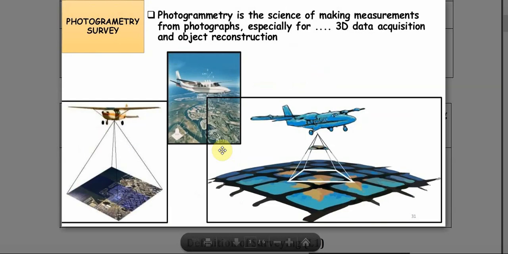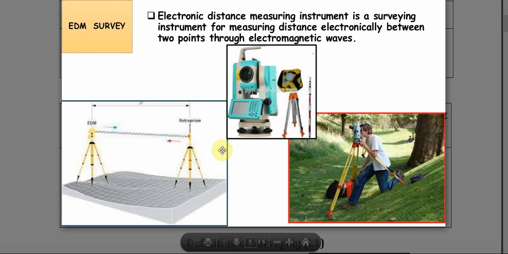Next is photogrammetric survey. A photograph is taken of the area and all the features are studied from that photograph. EDM, if you are using any electronic distance measuring instrument such as a total station or electronic theodolite.